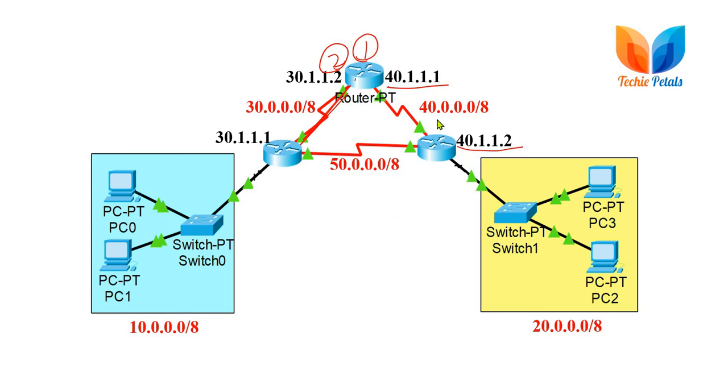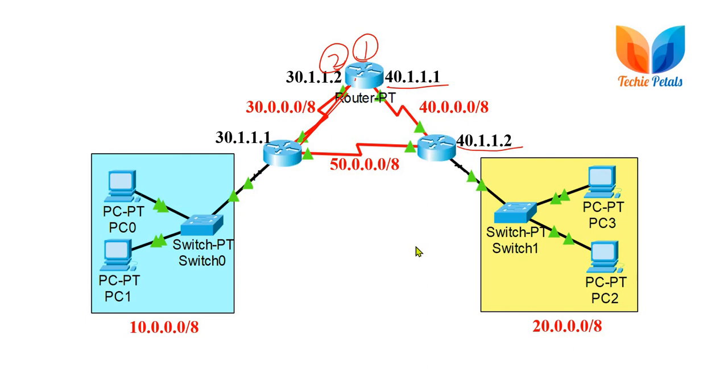So there is no barrier to use 1.1.1.1. You can use any IP addresses, but they must belong to the same network. For this connection, the IP addresses must belong to the same network. For this connection, the IP addresses must belong to the same network.